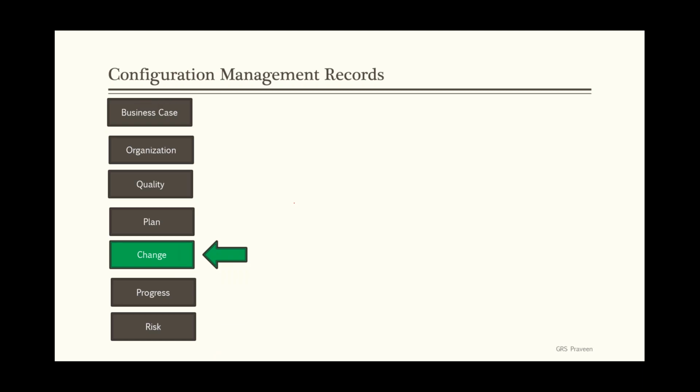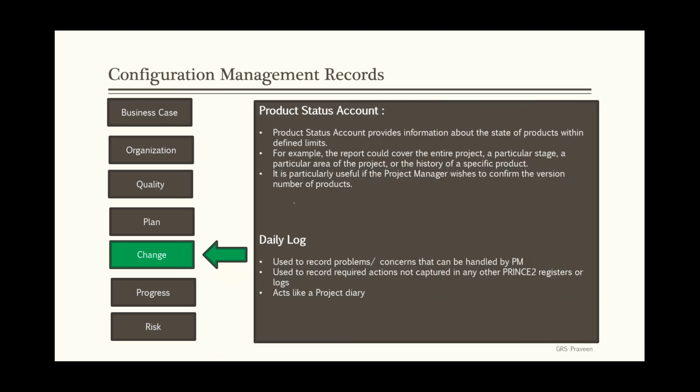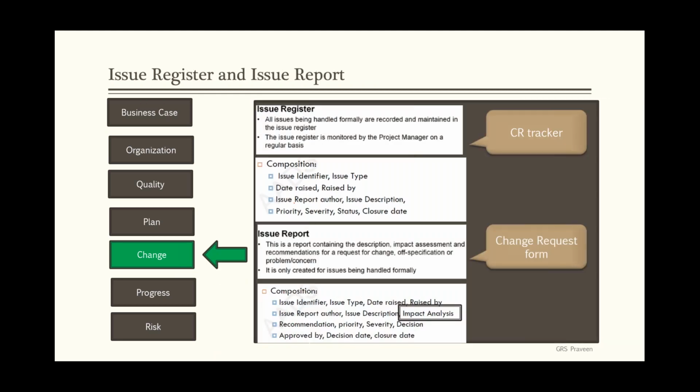Configuration management records: daily log, product status account, these are the things I have told you. Change register and report. A week back I shared the management products with you. You have templates for the issue register, what it contains, and the issue report, what it contains. Those things will be present. If I have to map with PMI terminologies, it is called a change tracker, and the other is called a change request form.